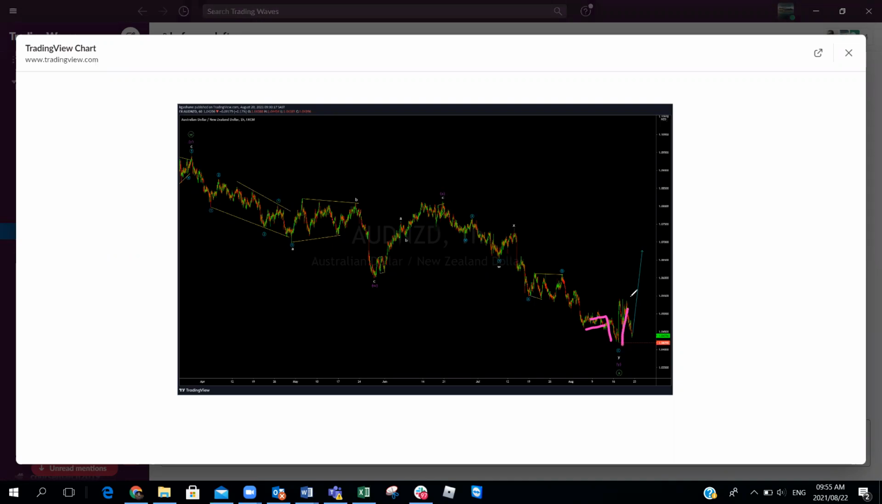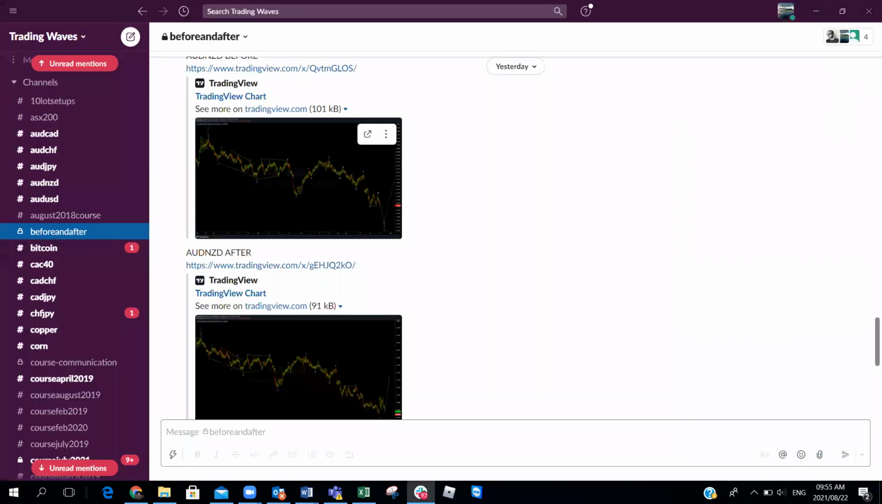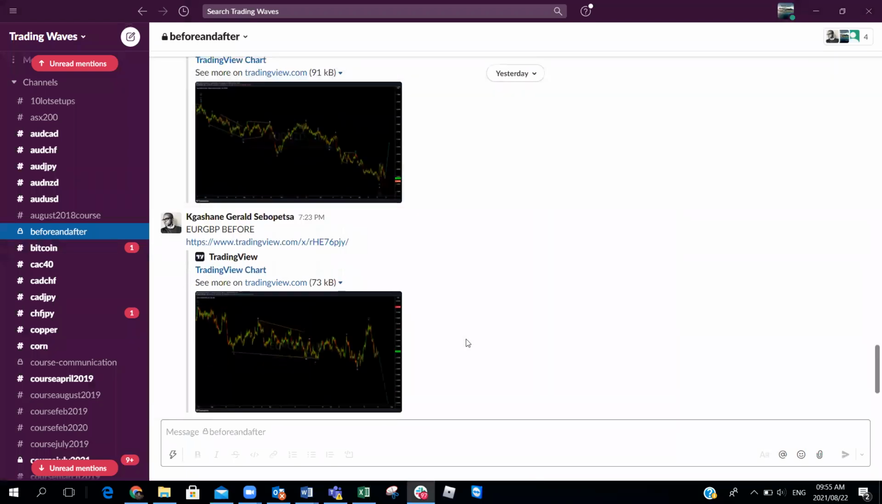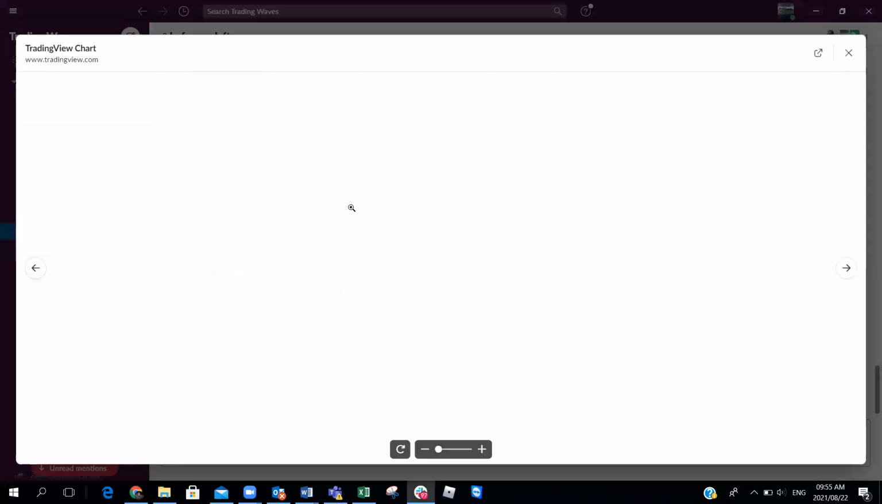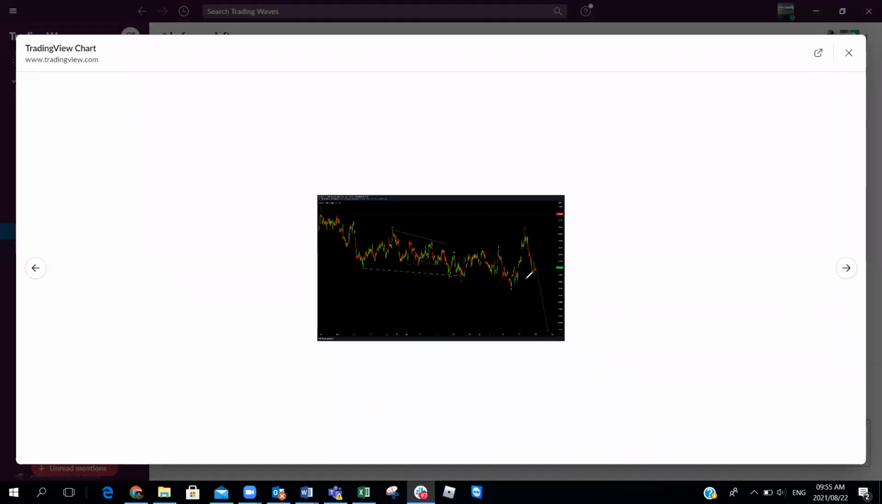So we've got that move. Now we've got the pullback here. I'll show you what we're expecting in the next little while. That was AUD New Zealand. Euro Pound. So Euro Pound, we have been focusing on this move. So we've been looking for this to make a move to the downside here and then a bounce. How is this playing out so far?